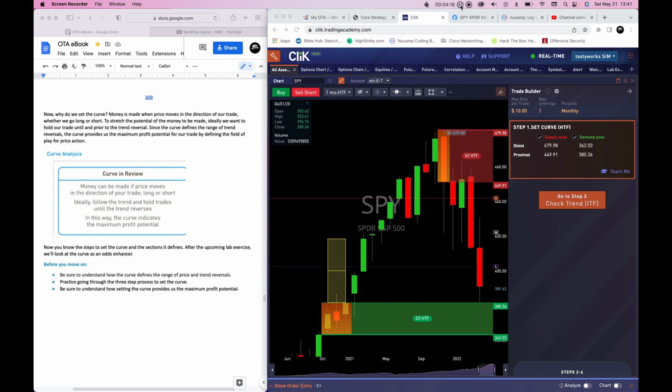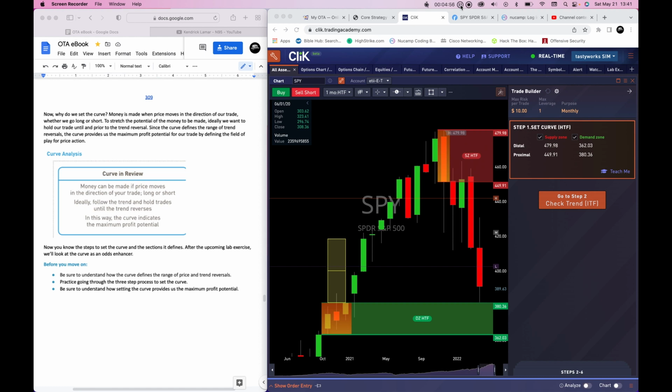Now, why do we set the curve? Money is made when price moves in the direction of our trade, whether we go long or short. To stretch the potential of the money to be made, ideally, we want to hold our trade until and prior to the trend reversal. Since the curve defines the range of trend reversals, the curve provides us the maximum profit potential for our trade by defining the field of play for price action.